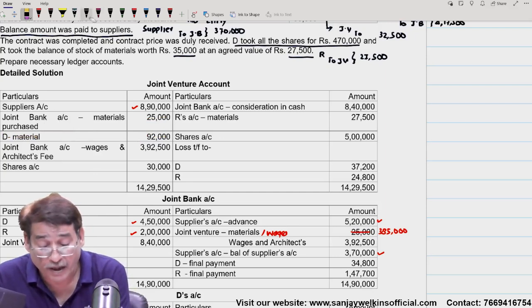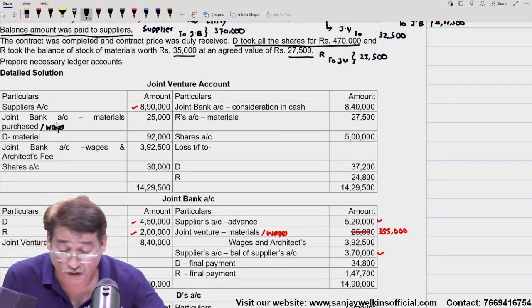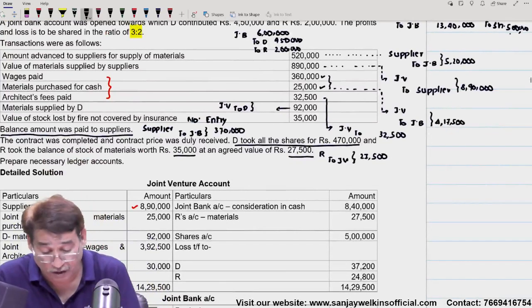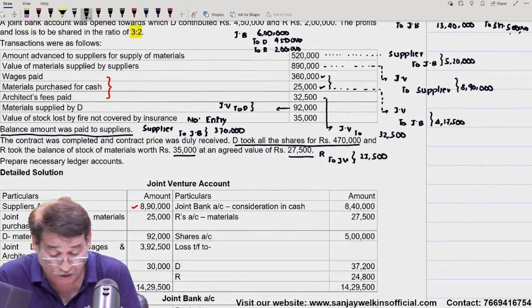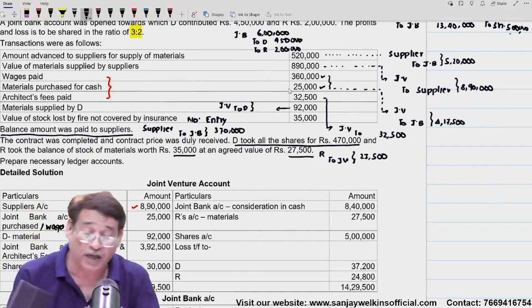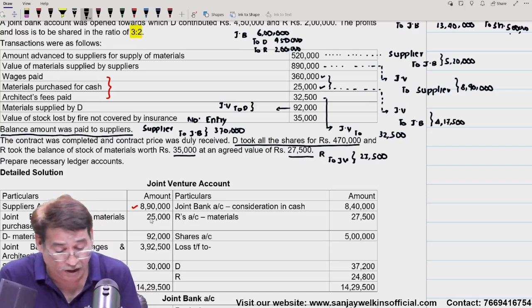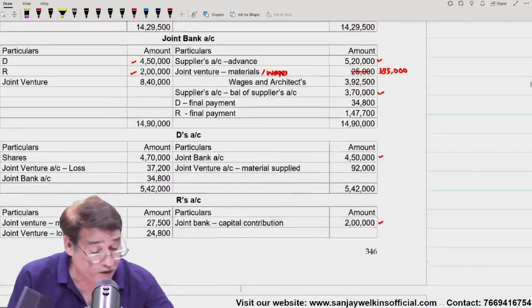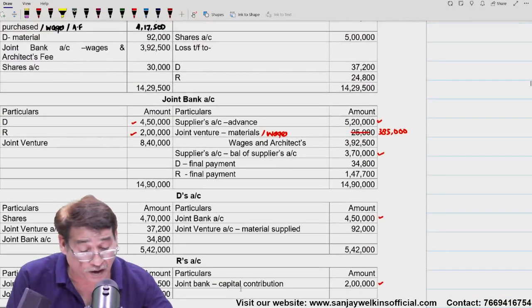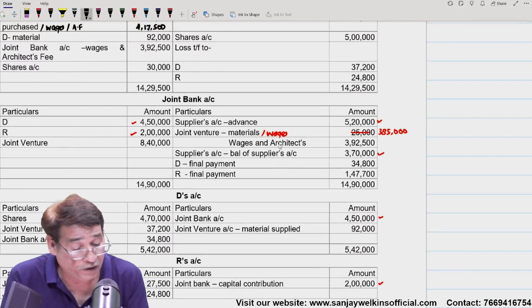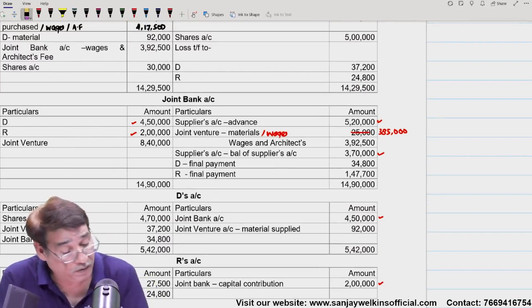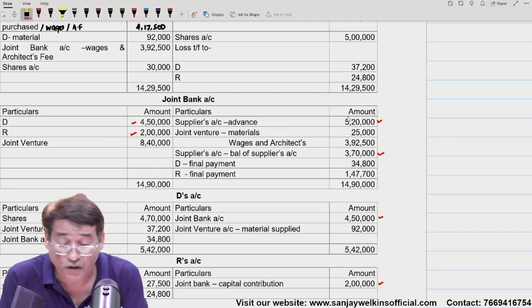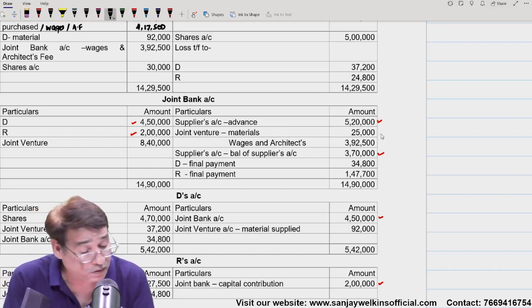Here you write to joint bank, and this entry is for material, for wages, and for architect fee, because nothing is written in this question whether the architect fee is paid by any co-venturer. So we will presume even the architect fee has been paid by the co-venture ship. Anyway, we are not concerned with that. The important point is 4,17,500. We will write here 4,17,500. And when you prepare the joint bank account, we will write by material, wages, and architect fee. So it is okay. This total will be equal to 4,17,500.